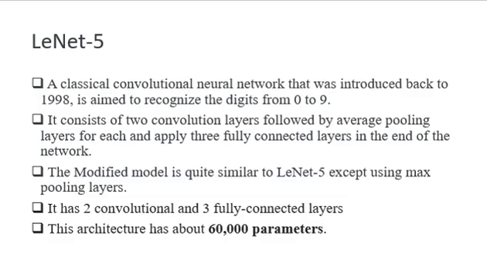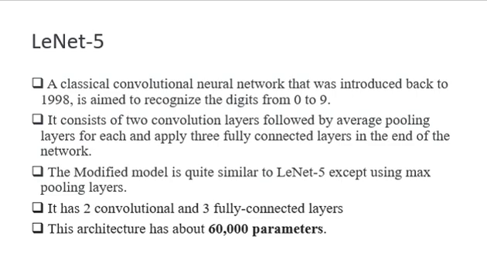Now for the advanced CNNs, there are too many to cover them all. Here the first one is LeNet-5. LeNet-5 is a classical convolutional neural network that was introduced back in 1998 and is aimed at recognizing the digits from 0 to 9. LeNet-5 consists of 2 convolutional layers, each followed by an average pooling layer, and 3 fully connected layers at the end of the network.